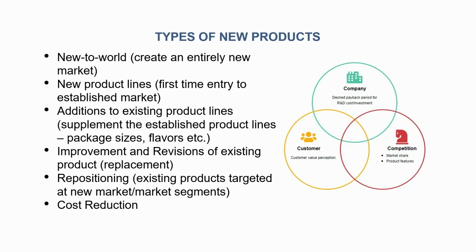So what are the types of new products typically? So let's talk about that. The first category is new to the world, which is creating an entirely new market for a product. So there have been so many products out there which are so new and you have probably never seen them around in the market.